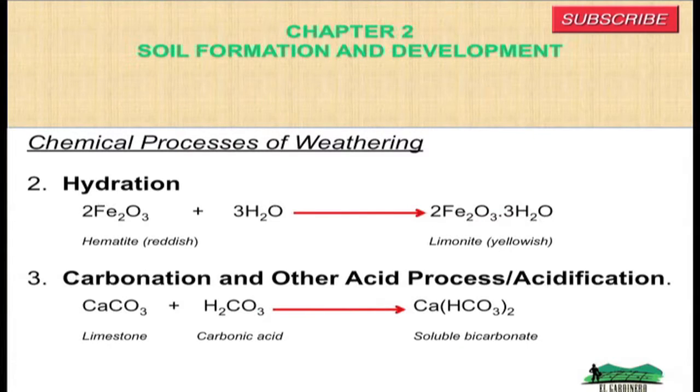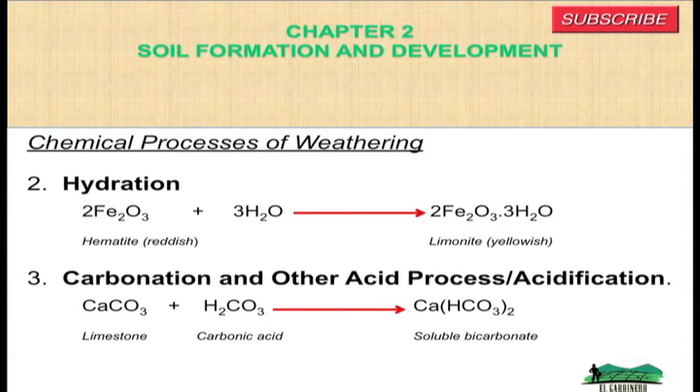The next process of chemical weathering is hydration. You have the ferrous oxide plus water, and you will have your limonite, which is a mineral with yellowish color. Ferrous hydroxide is hematite, and that is reddish in color.